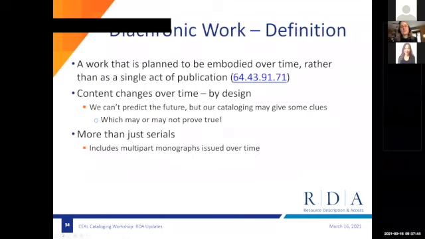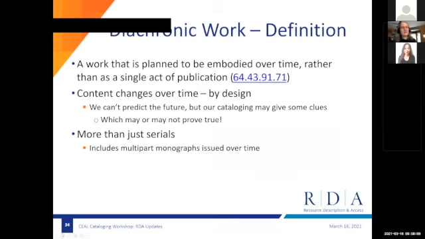So diachronic works, these are those works that are planned to be embodied over time rather than as a single act of publication. By their very nature, the content will change over time. We can't predict the future, but our cataloging may give some clues about what we thought or what the publisher thought at the time we received the first volume, if you will. These may or may not prove true.